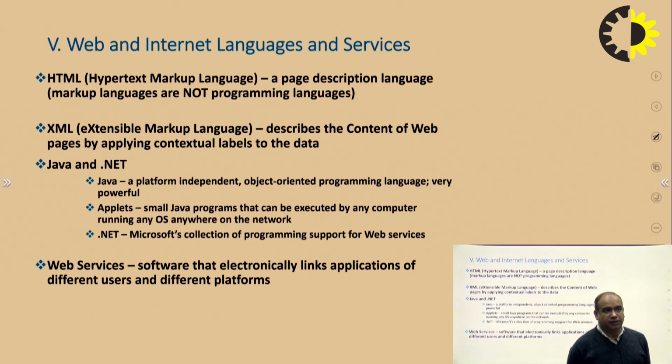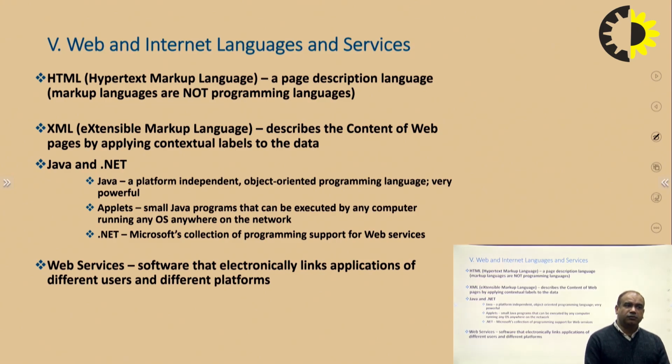If I talk about the web and internet language services, first is HTML. HTML is hypertext markup language, a page description language. Markup languages are not programming languages. Next is XML. XML is extensible markup language that describes the content of web pages by applying contextual labels on the data. Basically, HTML provides presentation of the data. In layman's language, XML is used to provide transportation of data from one interface to another interface.